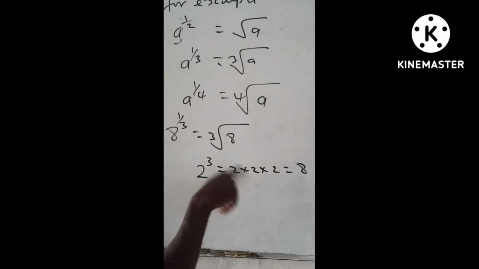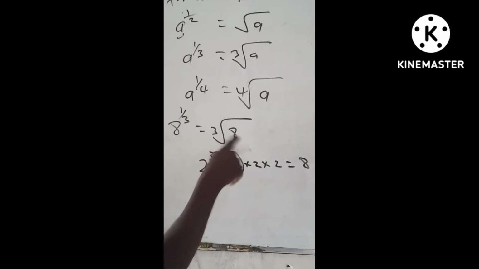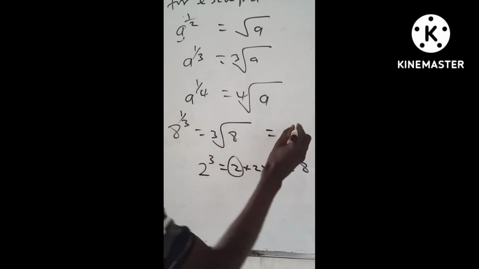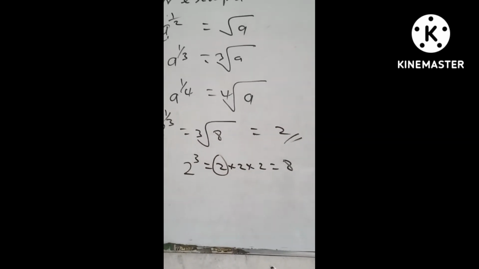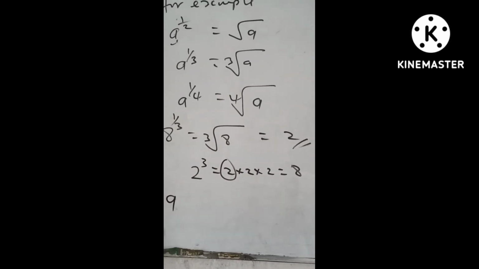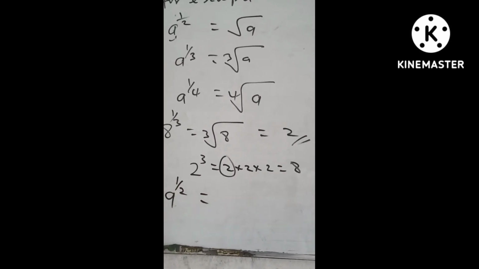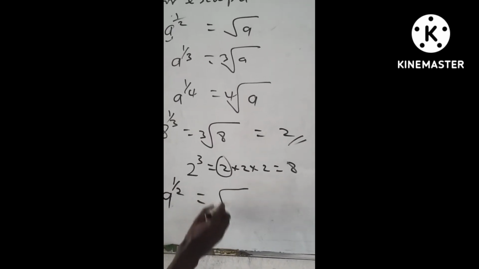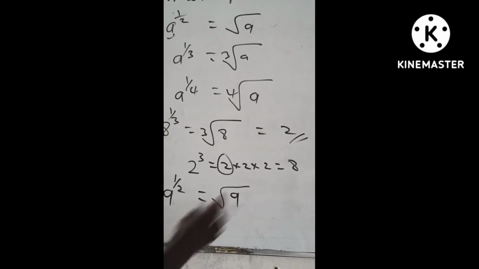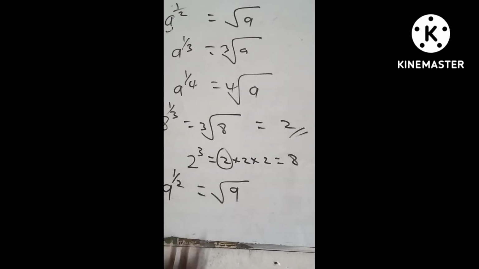That means 2 is the cube root of 8. So cube root of 8 is equal to 2. Assuming you have 9 to the power of 1 over 2, it means square root of 9, and it's written like this. This sign means square root, so you don't need to write 2 here again.